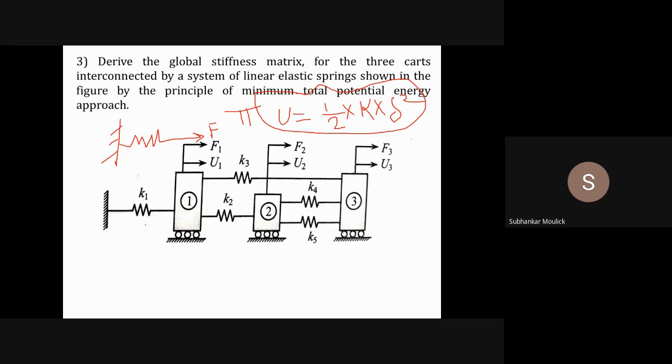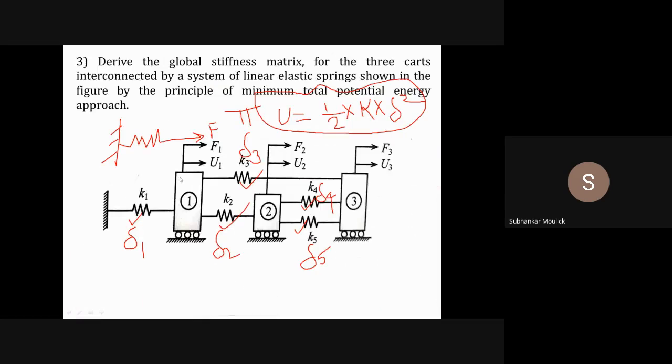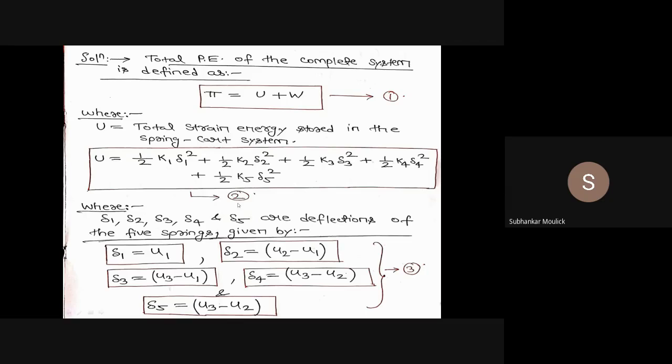If I see this problem, there are a total of 5 spring elements. Let us assume the linear displacement of the first spring element is delta 1, of the second delta 2, third delta 3, fourth delta 4, and fifth delta 5. Then U equals half K1 delta 1 square plus half K2 delta 2 square plus half K3 delta 3 square plus half K4 delta 4 square plus half K5 delta 5 square, which is equation number 2. Is it okay so far?